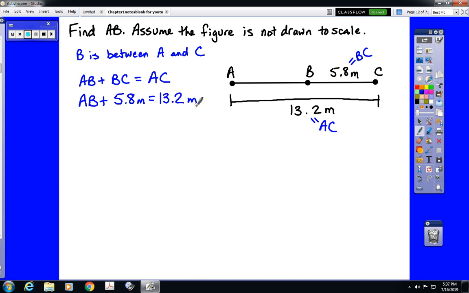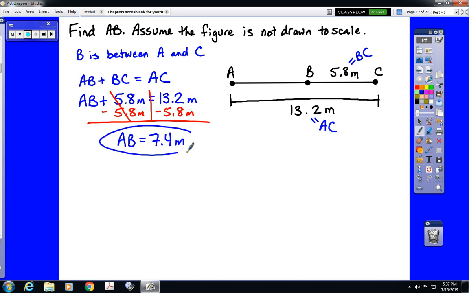That's a one-step equation, just like we learned in algebra class. We would subtract 5.8 from each side of the equation, and that would give us that AB is 7.4 meters. One more.